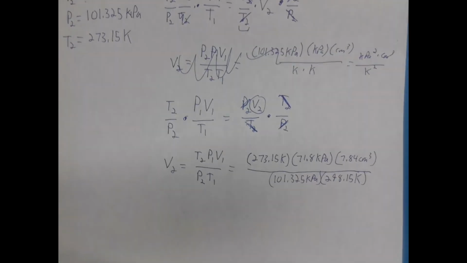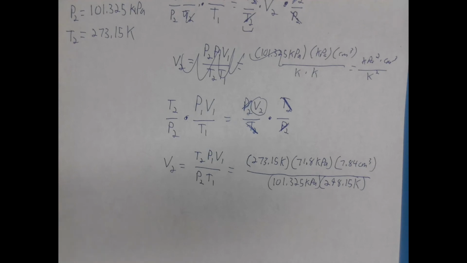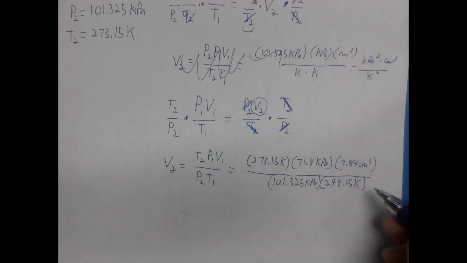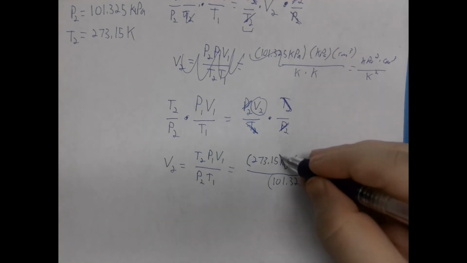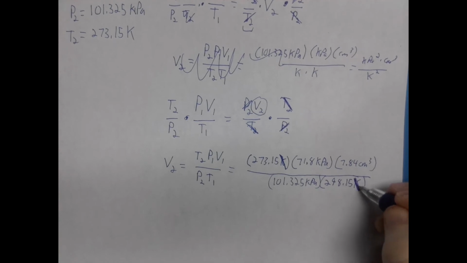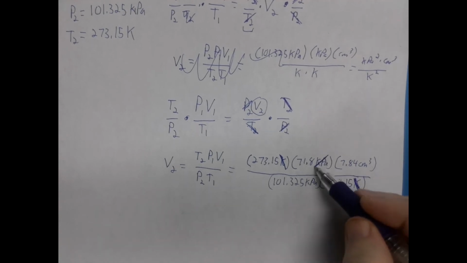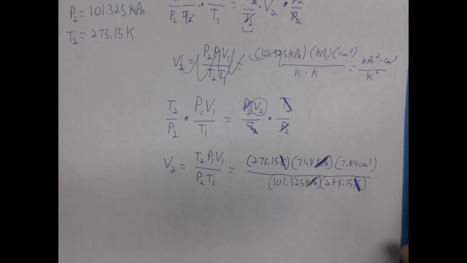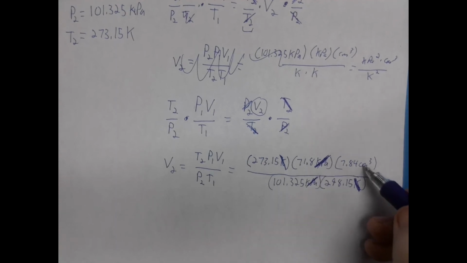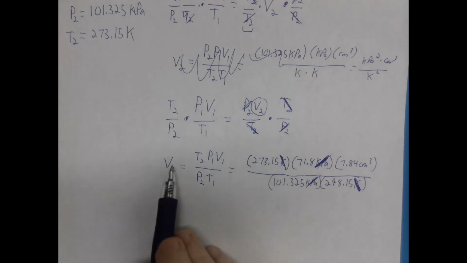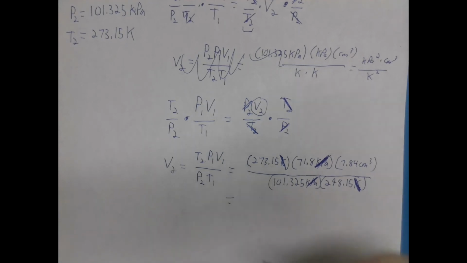Before I even reach for a calculator, I check to see if units match up. Did I make any mistakes? A Kelvin on the numerator and a Kelvin on the denominator cancels out. A kilopascal and a kilopascal cancel each other out. I am left with the units of cubic centimeters, and cubic centimeters is a unit of volume. I know this has to be correct because the units line up.